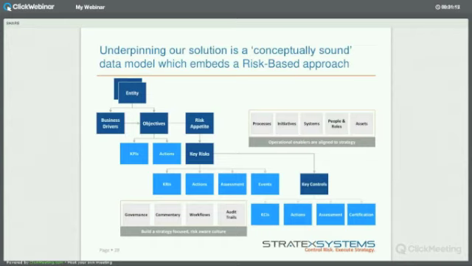Underpinning the solution is what we would describe as a conceptually sound data model. This shows you the data structures that we support. It starts off with a definition of your business through entities. You'll define your corporate headquarters, your divisions, your departments, and your teams as entities. Around each of those entities, you can define your business drivers, which come directly from your business model, and also your objectives. So defining what this entity is here to achieve, what its reason for being is, what we are trying to deliver.